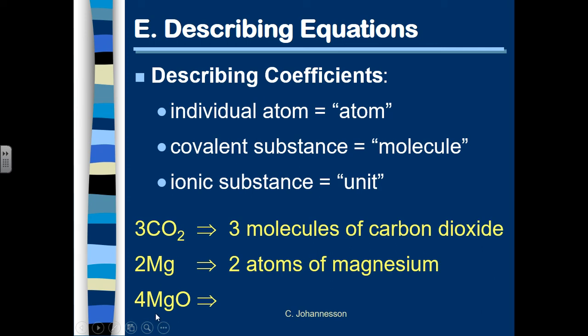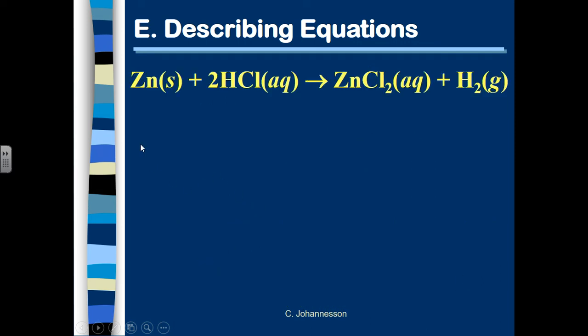All right, last one. Magnesium is a metal. Oxygen is a nonmetal. That means this is an ionic substance. Since it's ionic, we're going to call it a unit. So you would describe it this way. 4 units of, and MgO would be magnesium oxide. 4 units of magnesium oxide. Change that second to ide. All right. So with that, you have to be able to take an equation like this and then write the sentence for it.